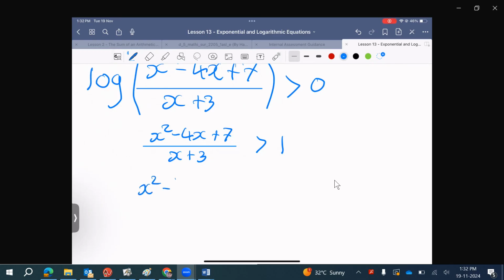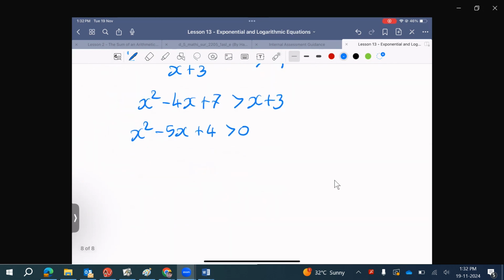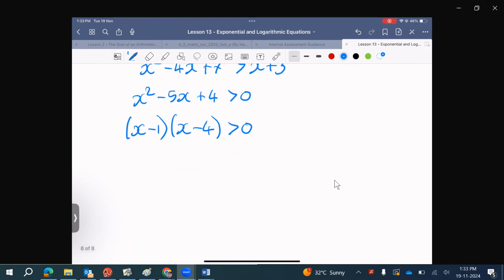x squared minus 4x plus 7 is bigger than x plus 3. Let's rearrange. We get x squared minus 5x plus 4 is bigger than 0. So now we want to factor that, and we get x minus 1, x minus 4 is bigger than 0. Now let's do a little sign line, like this.